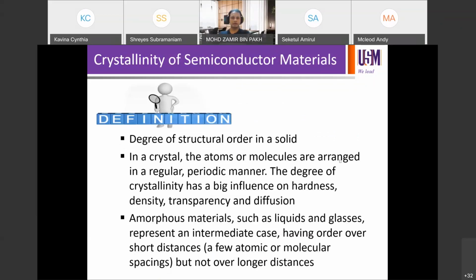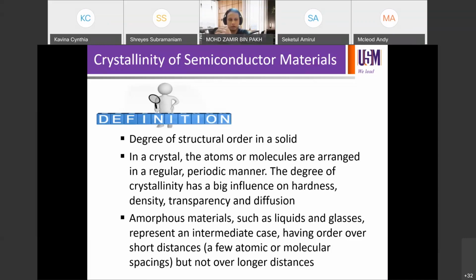All right, so this is another recap as well. You have learned about crystallinity of semiconductor materials. Crystallinity refers to the degree of structural order in a solid. How ordered is the solid in terms of the periodic arrangement? The more ordered the material is, the higher the level of crystallinity. The less ordered the material, the lower the crystallinity.